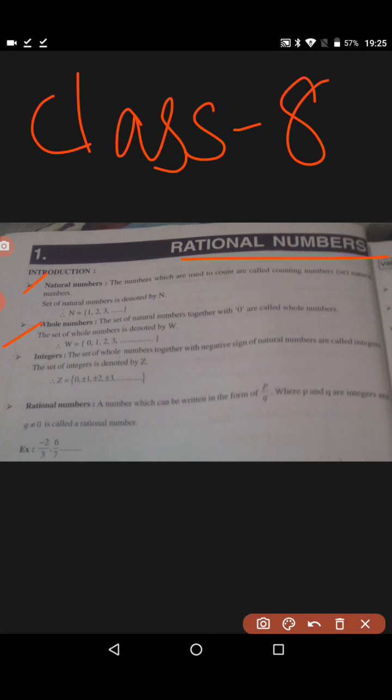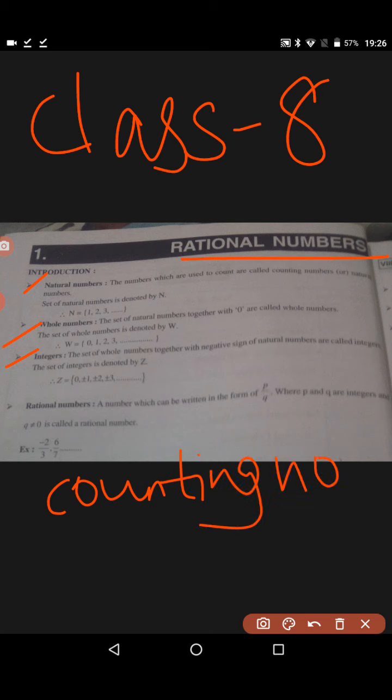Okay. So what is a natural number? The numbers which are used to count are called counting numbers, or natural numbers. Where will we use counting numbers? Like your roll numbers in your attendance book. You will not start from 0, 1, 2, 3. You will start from 1, 2, 3, 4 in attendance, right? That is one case where we use natural numbers.